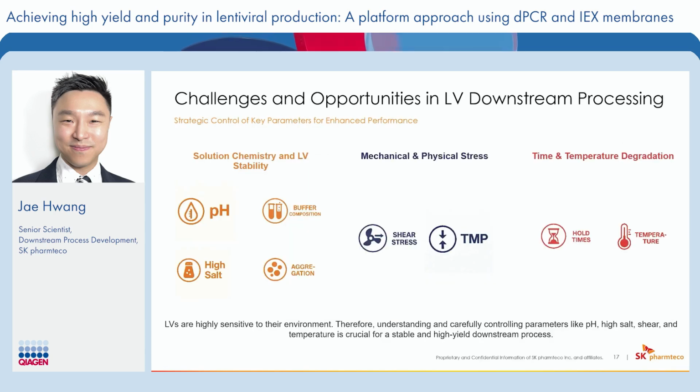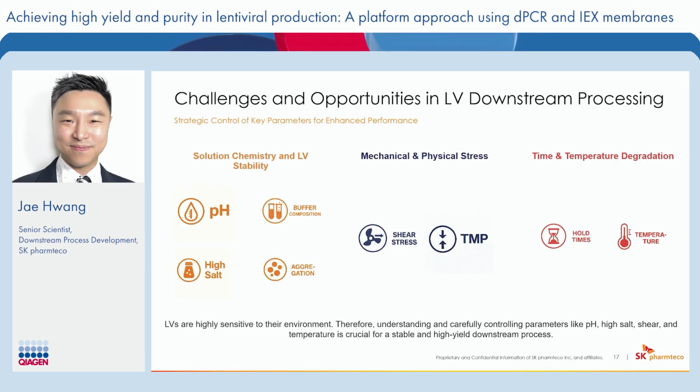To achieve higher lentiviral vector yield in downstream processing, it's essential to first understand the core characteristics and optimize several key parameters, and examine how factors such as the buffer's pH and composition, salt concentration, mechanical stresses like shear and TMP, and time-dependent aspects like hold times and temperature influence the lentiviral vector stability. With this comprehensive understanding, we can then strategically design and fine-tune our downstream process for optimal yield.